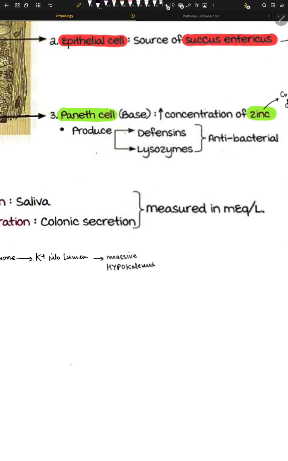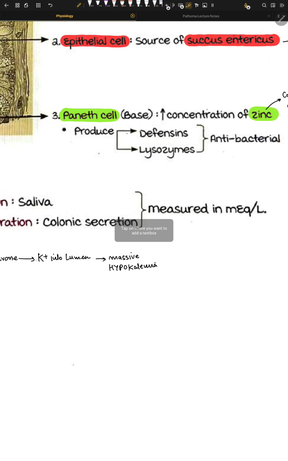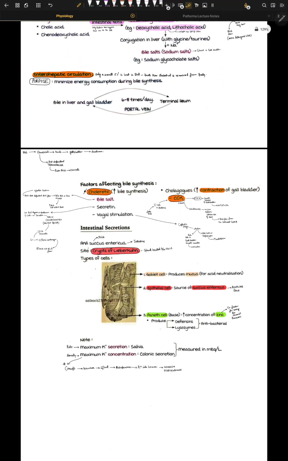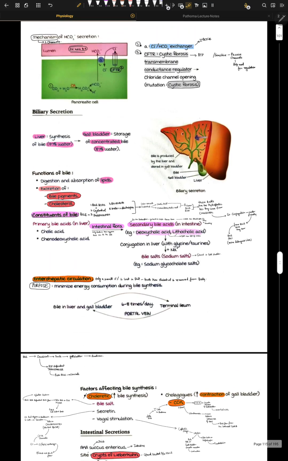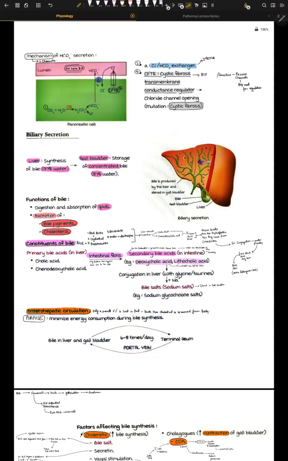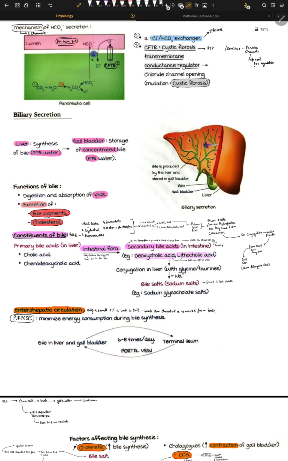Okay, so the last line written here is that it's measured in milliequivalents per liter, right? That's the unit. It's measured in milliequivalents. So that's it, I think. That's the whole concept of this intestinal secretion. That's the concept of biliary secretion, right? So I hope we understand that it's really simple, and it's really nothing hard, honestly.